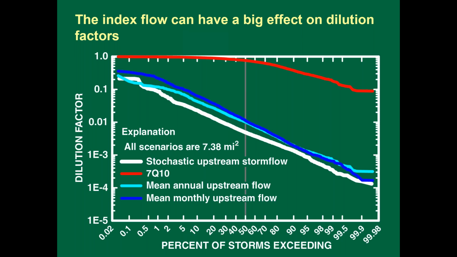So the other 3 lines demonstrate the potential effects of using these deterministic flows. The red line shows the effect of the assumption that the 7-day, 10-year low flow, the 7Q10, can be used to evaluate stormwater effluent. On average, use of the 7Q10 biases the dilution factor by 190 times the dilution factors calculated with stochastic storm flows.